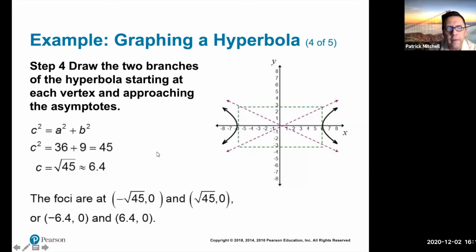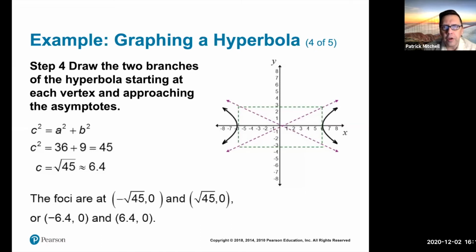You find the foci the same way we did it before, using the equation c squared equals a squared plus b squared. That gives you c equals the square root of 45. And I just realized they could have simplified that radical, couldn't they? The square root of 45 simplifies to 3 square root of 5.